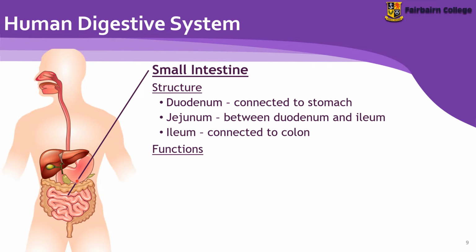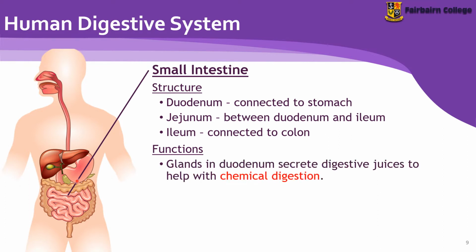As mentioned, the main function of the small intestine is absorption. However, some digestion still takes place in the first part of the small intestine, the duodenum, by means of some digestive juices which are secreted and added to the duodenum by some of the accessory organs. The main function of the small intestine is absorption, and we will look more at this process a bit later on.